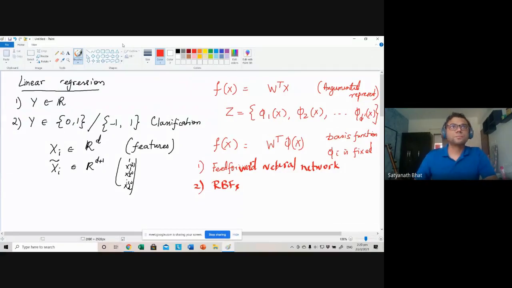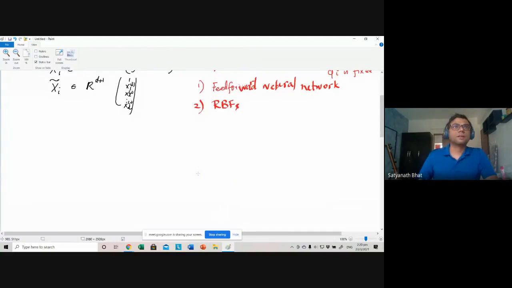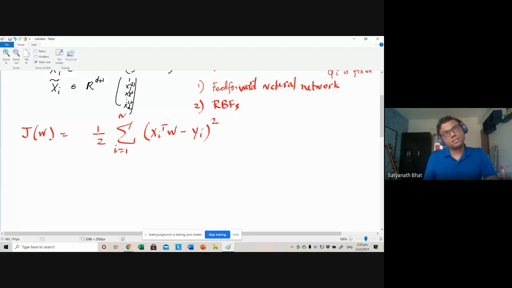And we further saw that we are trying to minimize a loss function given by J of w equals 1/2 summation of (x_i transpose w minus y_i) squared. What is this called? This is called the least squares error, the least square loss.